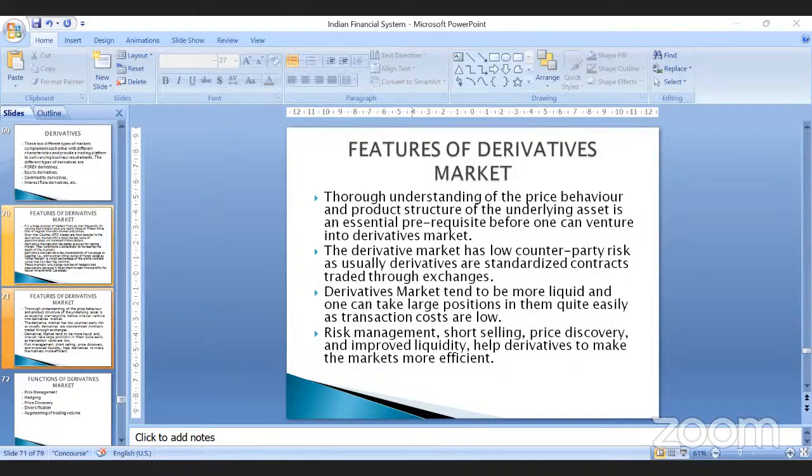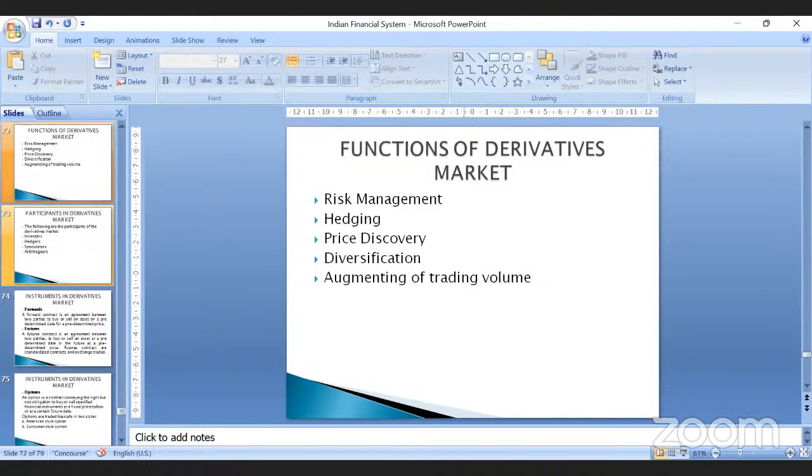Now, coming to the functions, what are the functions of the derivative market? The primary major function of the derivatives market is risk management. It helps in transferring the risk from one person, that is the purchaser of the derivative contract, to the seller of the derivative contract.